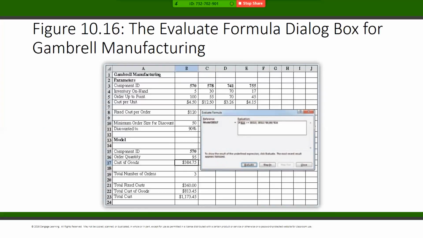That's how you keep evaluating it. Just keep clicking it until the whole formula is evaluated. It's just going to do piece after piece until it's completely done. And then once it is, we can see what happened along the way.